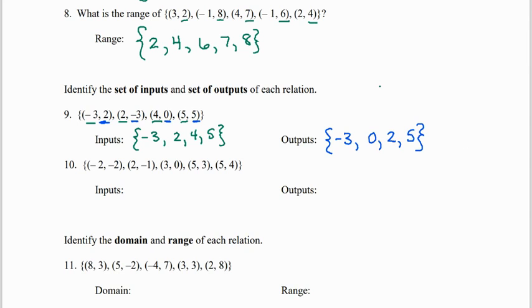So input is the same as domain and output's the same as range. Correct. Yep. So number 9 would be like asking the same thing as number 11. Yep, but you don't need to move on quite yet, but yes. Okay.